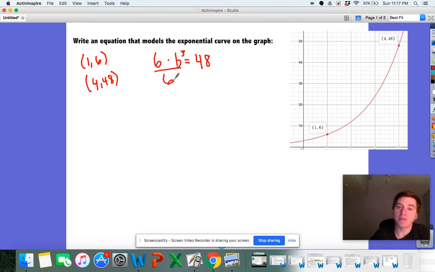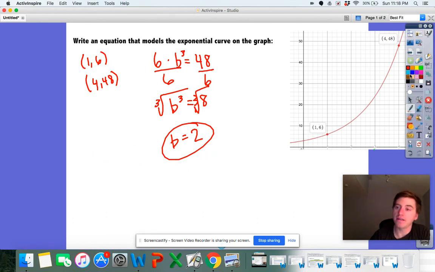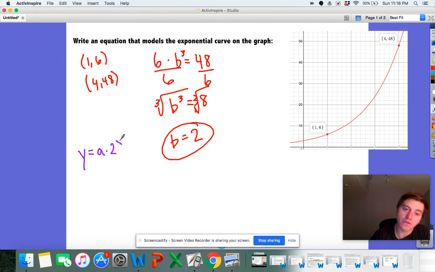All right, we'll solve. Divide by 6 on both sides. b cubed equals 8. Okay, this is an exponent, so we'll take the third root. Well, the third root of 8 is 2, because I know 2 cubed is 8. So we have b, and then we'll find a. Let's use a different color. So y equals a times 2 to the x.